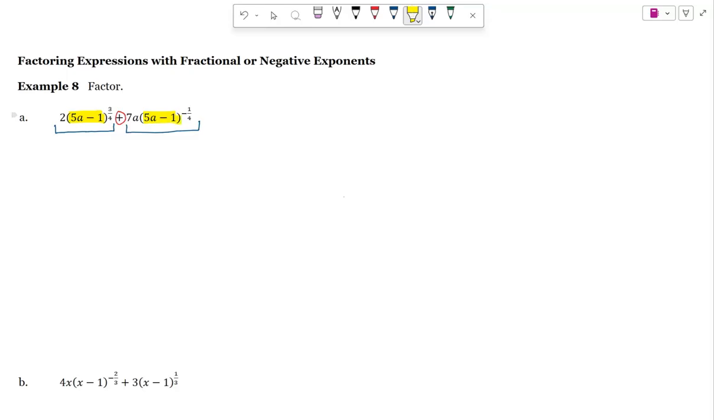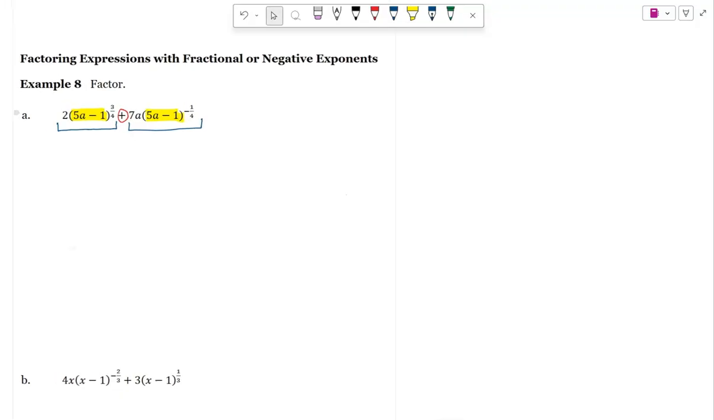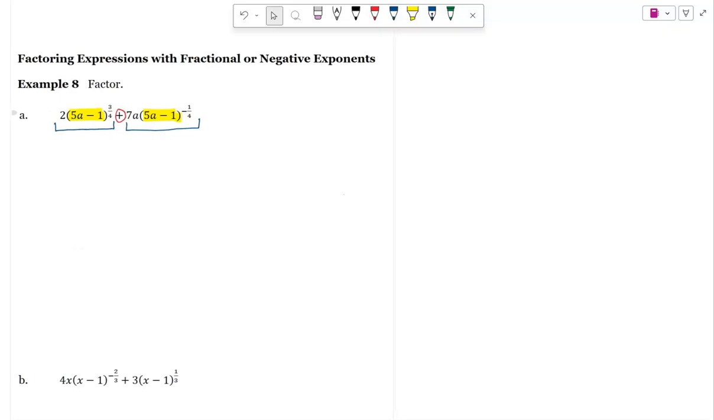In the first term, it's raised to the 3/4 power, and in the second term, it's raised to the negative 1/4 power. When we factor, we always take out the lowest number. In this case, negative 1/4 would be the lower of the exponents. So I am going to make this look like I'm dividing by 5a minus 1 to the negative 1/4 power. Again, when I'm dividing each term, that is going to be brought out into the front as we factor.